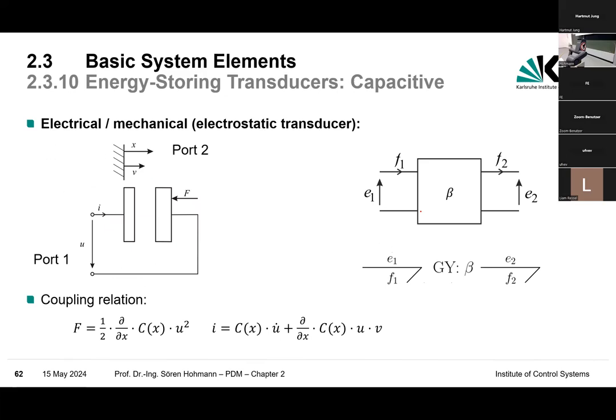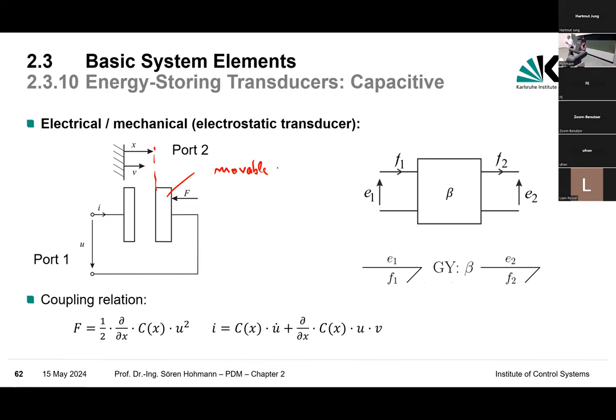Well, let's have a look at the second principle, which is capacitive. Similar situation. Now you have a plate capacitor with a movable plate on one side. So this plate here can be moved. So perhaps we add this to understand the movement. The movable plate on the right hand side can move from left to right.